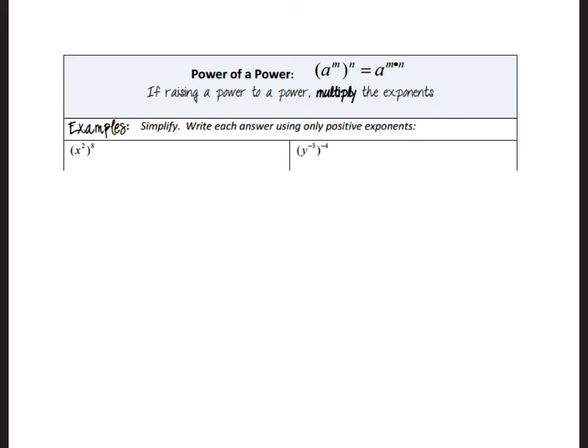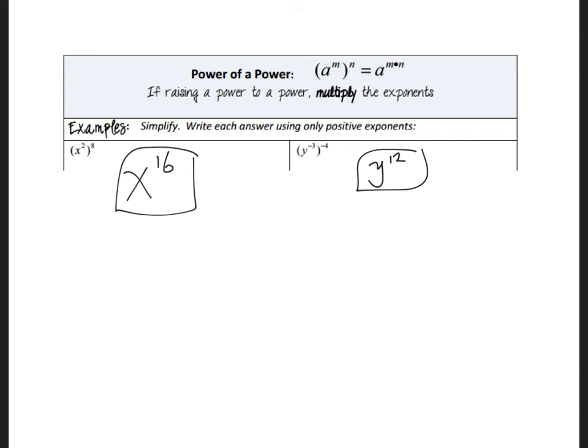Okay, now the power over power. In the power over power, you have a raised to m, and then you have n outside the parenthesis, so you just multiply the exponents. Let's check some examples here. This is going to be x, and then 2 times 8, so power 16, and this is going to be y, then negative 4 and negative 3, so that's going to be 12.